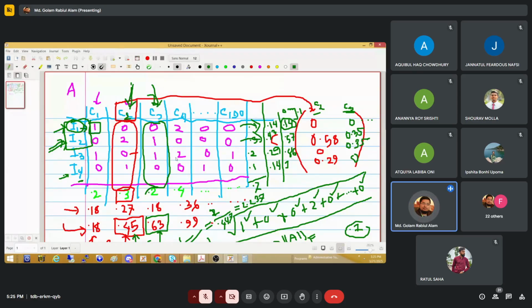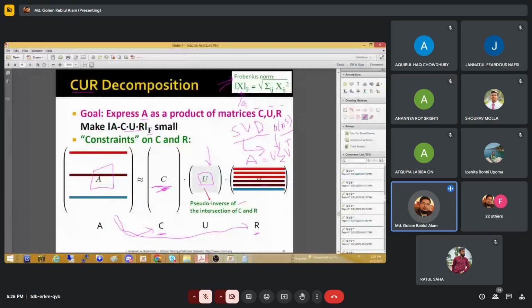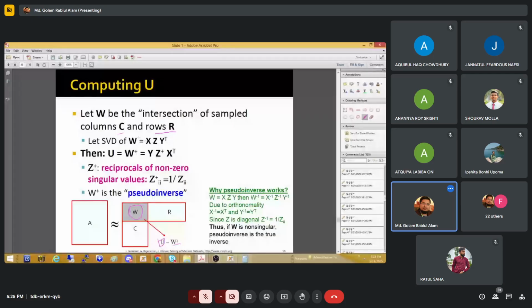Then what will be the intersection? These are the intersection. So this is the intersection: 0, 0 and 2, 1. So this is the intersection we have. And in our algorithm, it is mentioned that W will be the intersection of sample columns C and rows R.